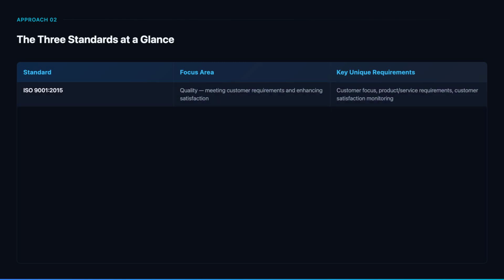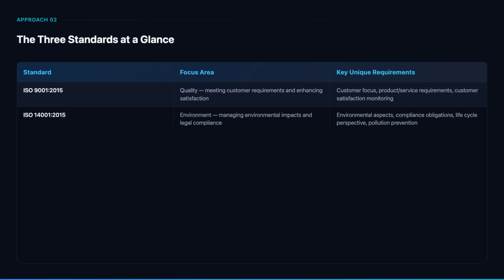ISO 9001 focuses on quality management, specifically meeting customer requirements and enhancing customer satisfaction. Its unique requirements include customer communication management, product and service design controls, production and service delivery controls, and systematic monitoring of customer satisfaction.